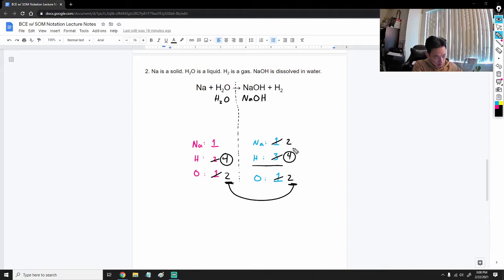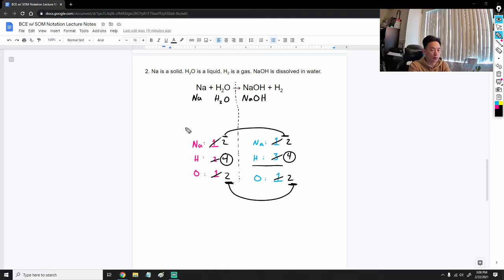Okay, lastly, we need to fix up the sodiums, the Na's, because now I have more sodiums on the right side than I do on the left side. But this is a quick fix because sodium is just hanging out by itself. So I can just add a sodium, and that's going to give me 2 sodiums. And now these are good to go as well. So everybody's balanced and happy.